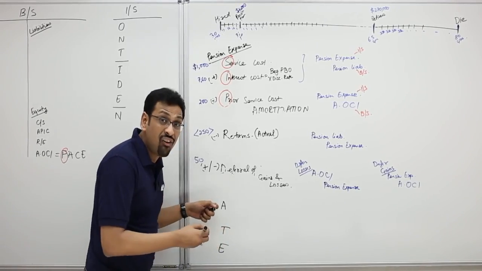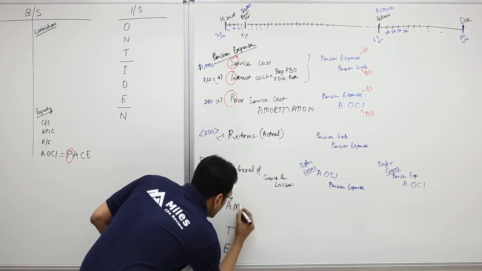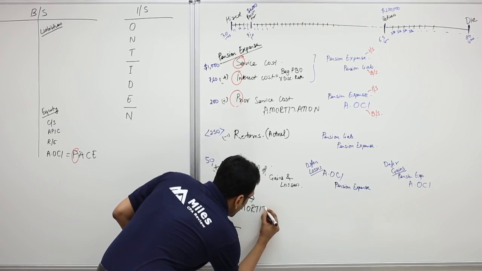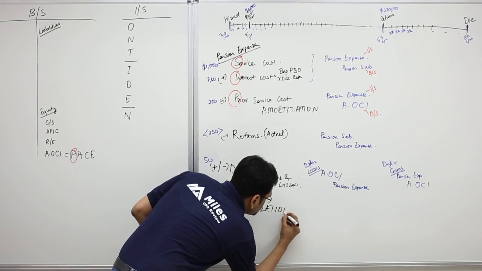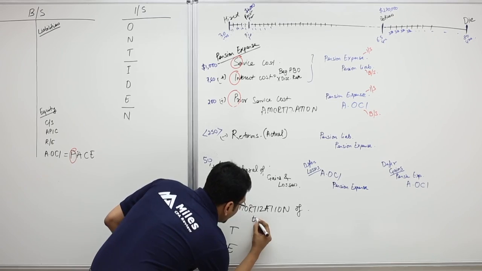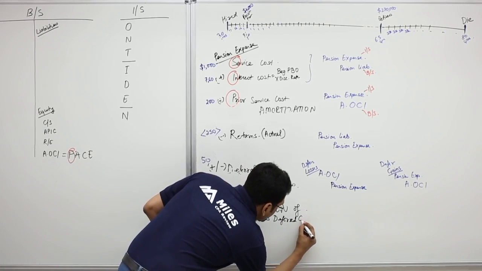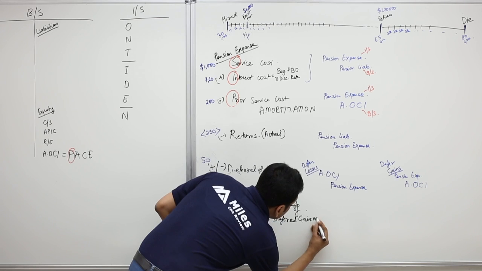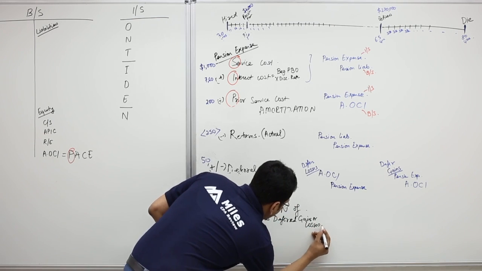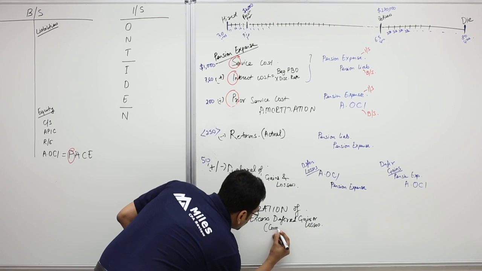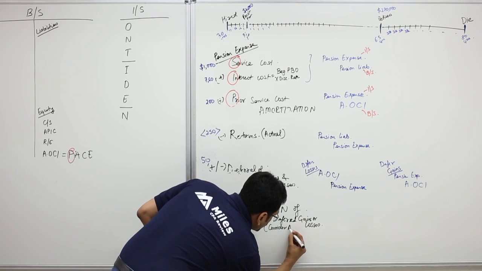So this is amortization of excess deferred gains or losses, and this is the corridor approach.